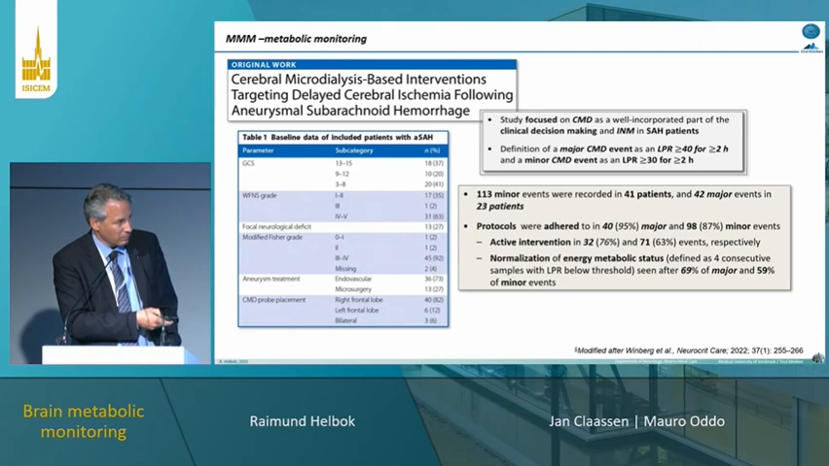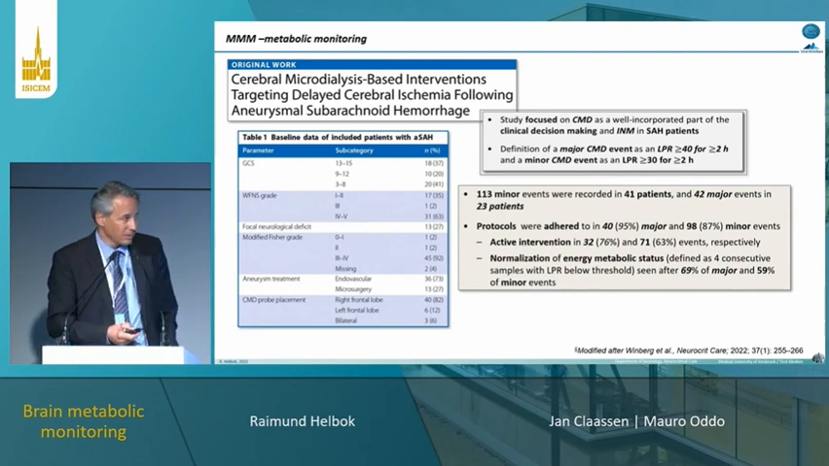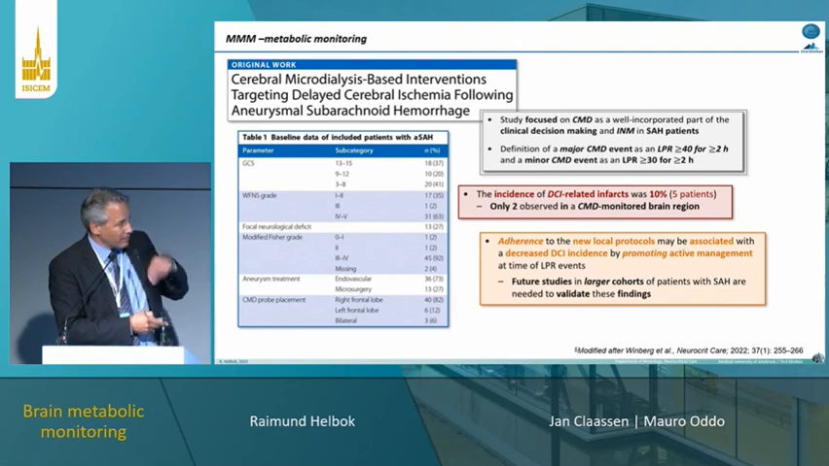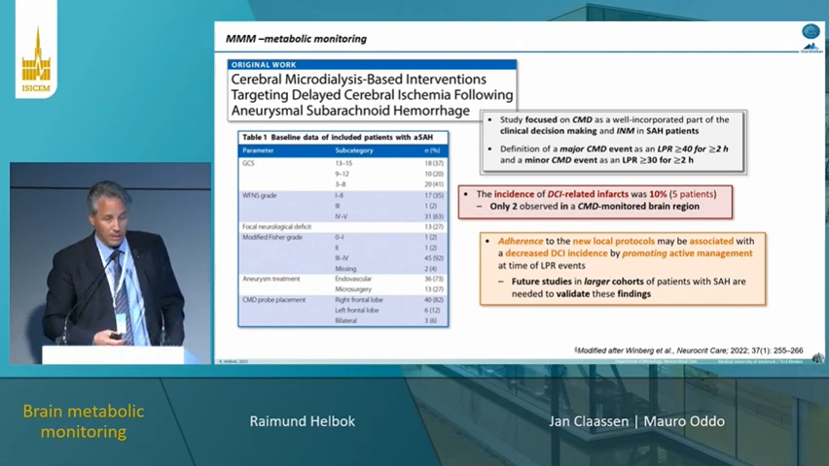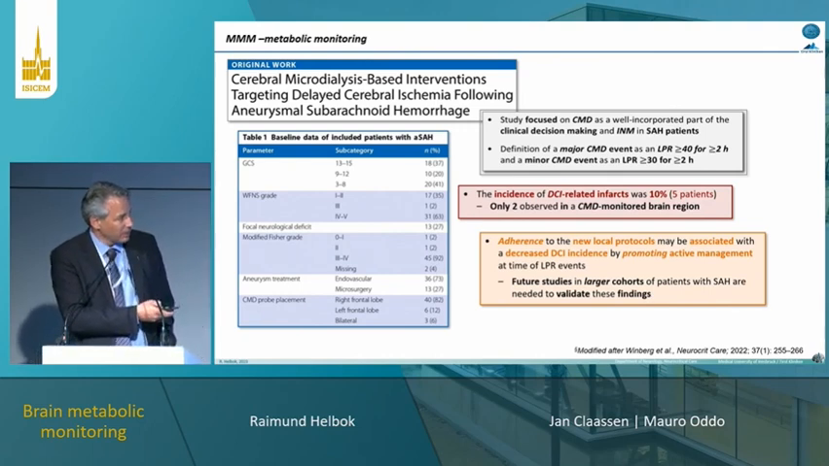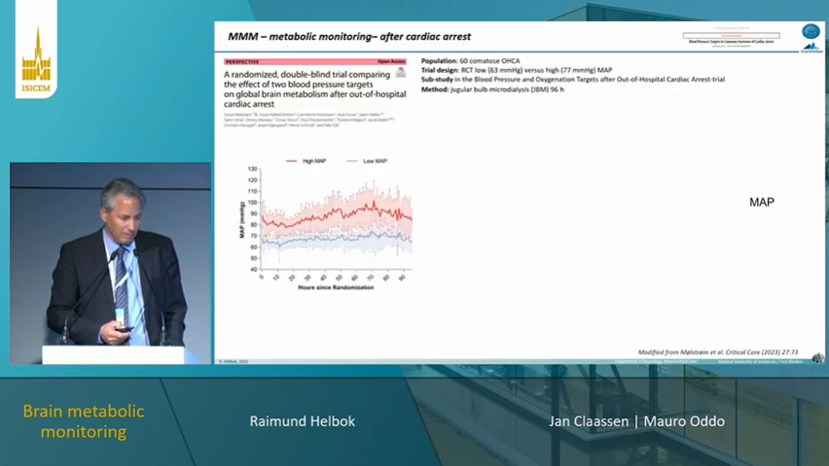And it was possible to normalize the energy metabolic state. So this is also more a proof of concept study. And the incidence of DCI was very low, especially if you compare the poor grade SIH patients which were eligible for invasive multimodal neuromonitoring. So a 10% DCI rate is very low, but obviously there was no control group. And the very interesting part is also that adherence to the protocol makes sense and also translated to a better metabolic response. So in this study, they used the information of cerebral microdialysis at the patient bedside.